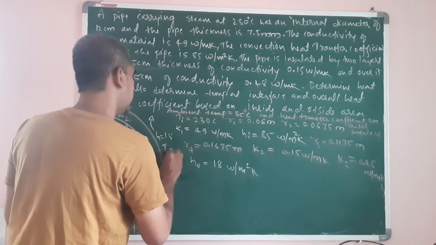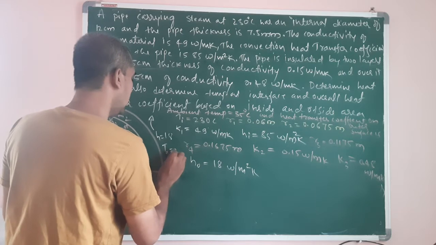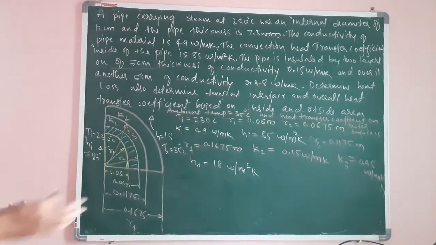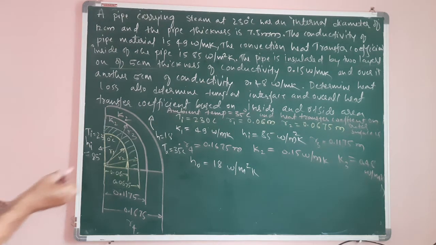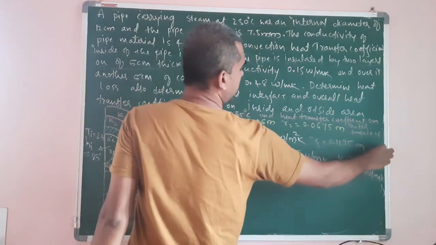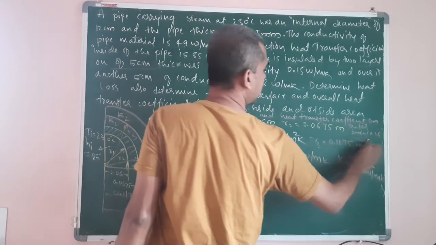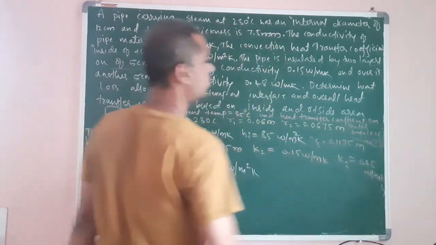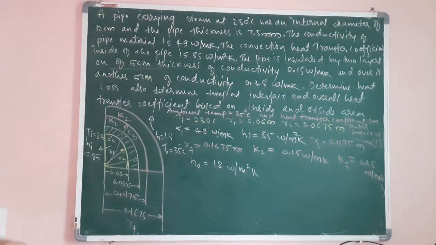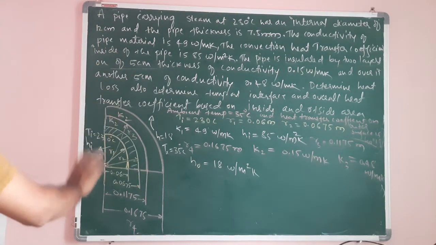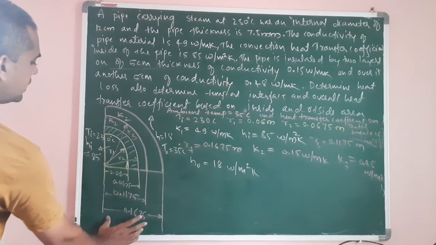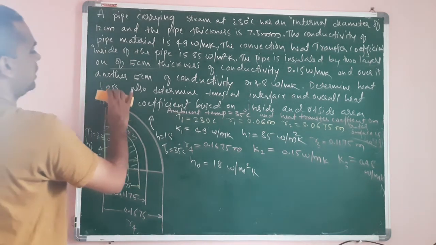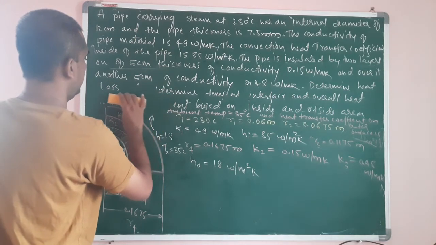The ambient temperature is 35. Okay, now I will rub out the problem because there is no space here to solve it. This one is included in the problem. H0 is given, H0 is 18. Okay, now we will solve the problem. I will rub it out. Every piece of information I have written in the sketch only, therefore it is not necessary to keep this.